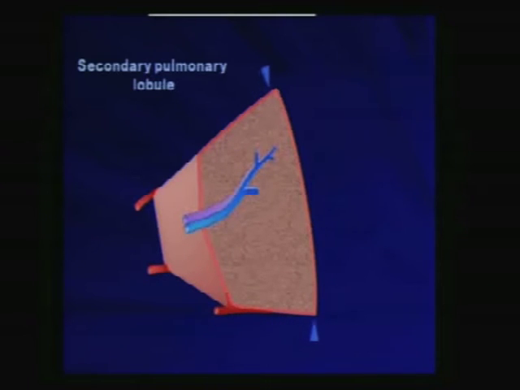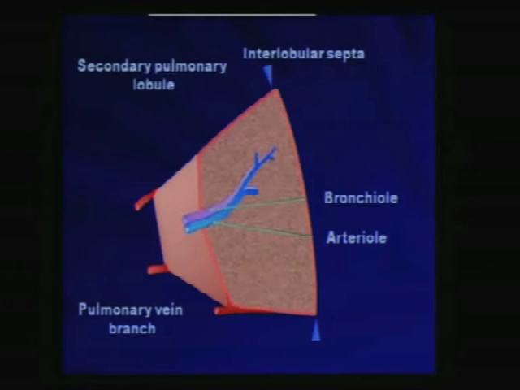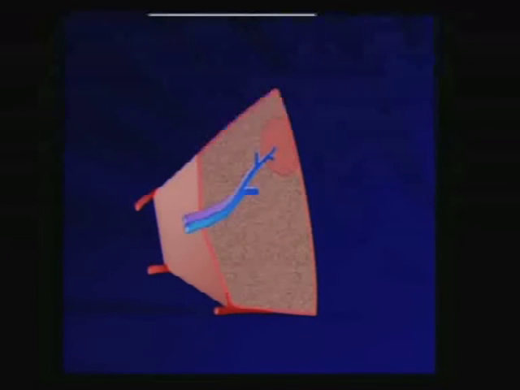But just remember, again, the secondary pulmonary lobule is outlined by the interlobular septa. You have the pulmonary veins and the lymphatics that also run within the supporting connective tissue, and the bronchiole and the arteriole. Now, the acini can also be recognized if there is acinar disease.